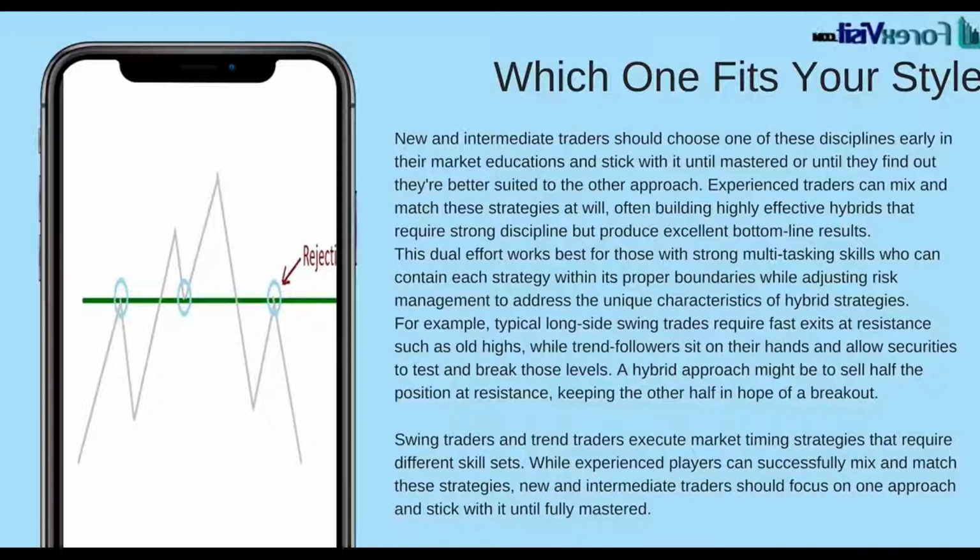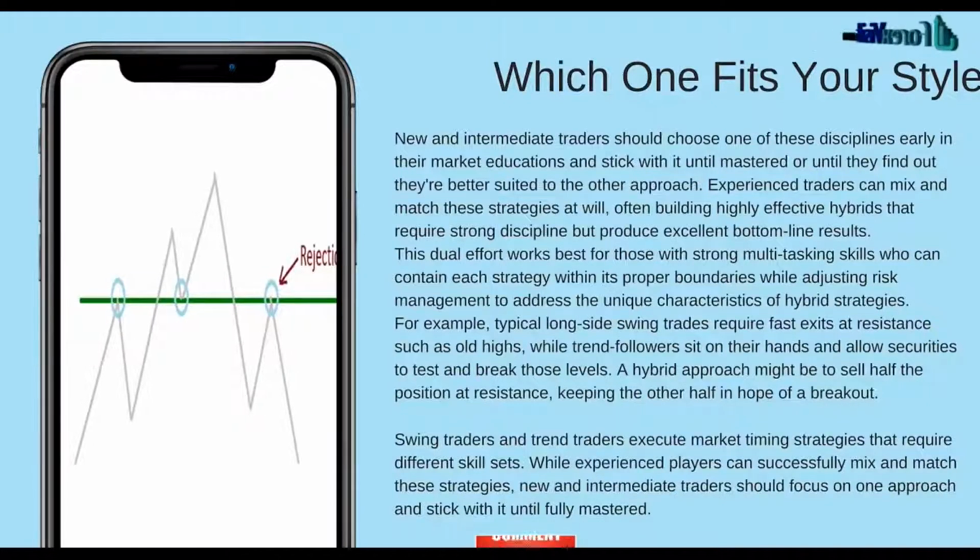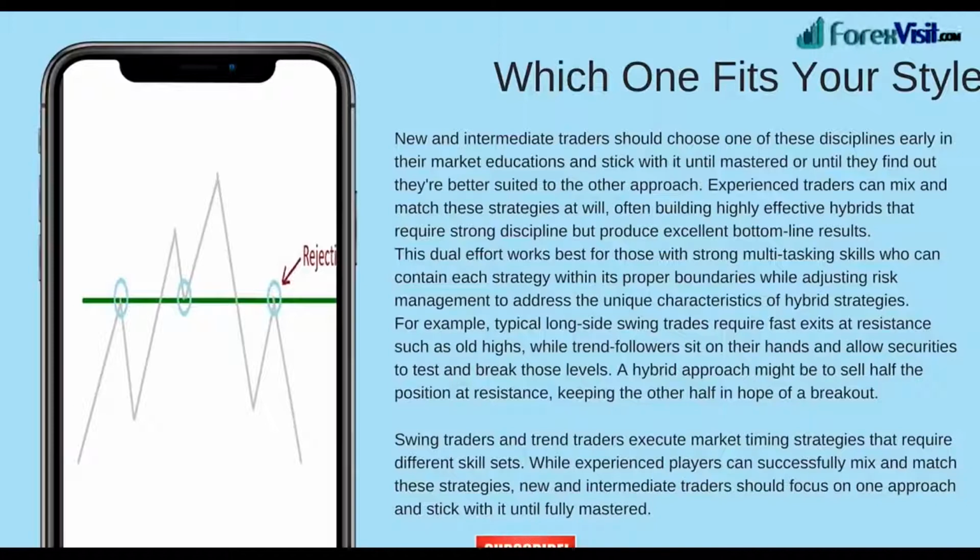For example, typical long-side swing trades require fast exits at resistance such as old highs, while trend followers sit on their hands and allow securities to test and break those levels. A hybrid approach might be to sell half the position at resistance, keeping the other half in hope of a breakout. Swing traders and trend traders execute market timing strategies that require different skill sets. While experienced players can successfully mix and match these strategies, new and intermediate traders should focus on one approach and stick with it until fully mastered.